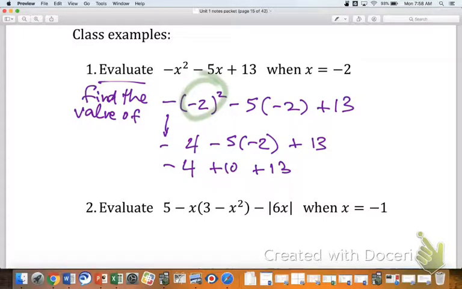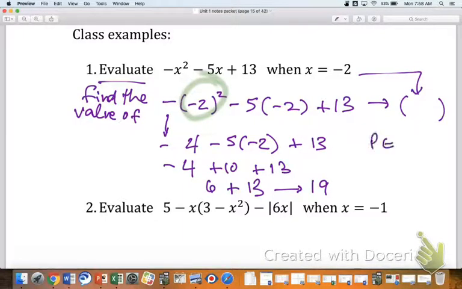And as I look to finish this up, the only thing left is addition and subtraction. So what's -4 plus 10? And 6 plus 13 would finish with 19. So what is the value of -x squared minus 5x plus 13? Well, when x is -2, the value is 19. That make sense? So key steps here. The empty parentheses is what we put in here. And then you drop this in. Once you do that, then it's just PEMDAS from there on out.